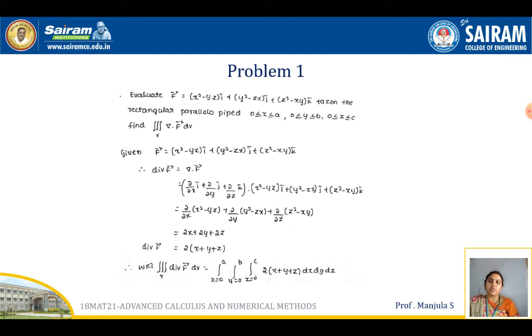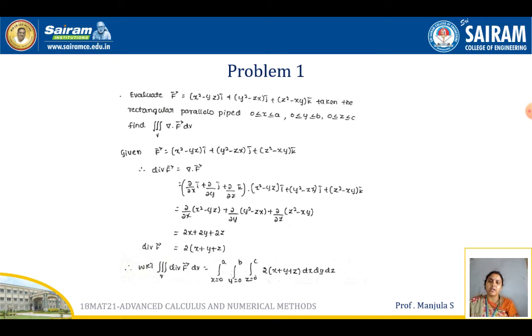So we'll see the first problem. Evaluate vector f equals x square minus yz into i cap plus y square minus zx into j cap plus z square minus xy into k cap, taken over the rectangular parallelepiped where x lies between 0 to a, y lies between 0 to b, z lies between 0 to c. Find triple integration over V of del dot vector f with respect to V. You just read the question. Here we have to find the value of triple integration over V of del dot vector f dV.